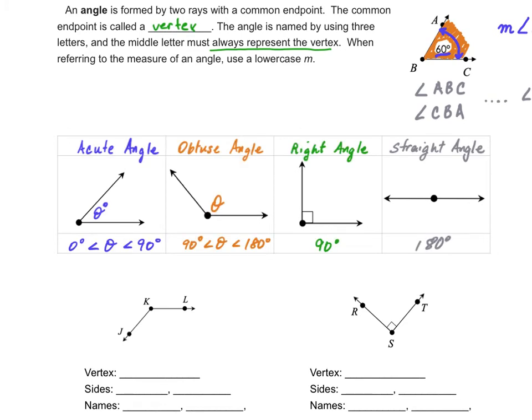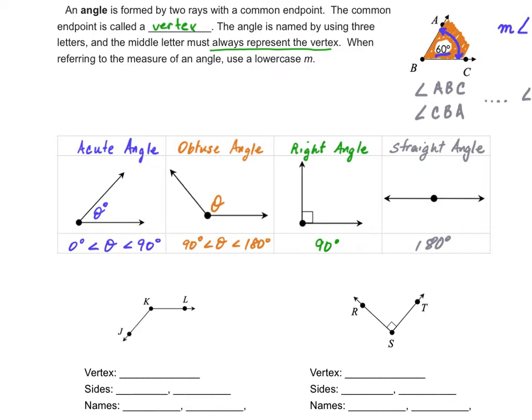Okay, so again, I hope this is old news. We have an acute angle, obtuse angle, right angle, and a straight angle. An acute angle is just a cute little fella. It's less than 90 degrees. So this is theta, which stands for the angle. The angle is going to be greater than 0, but less than 90 degrees. And that's how we would represent that.